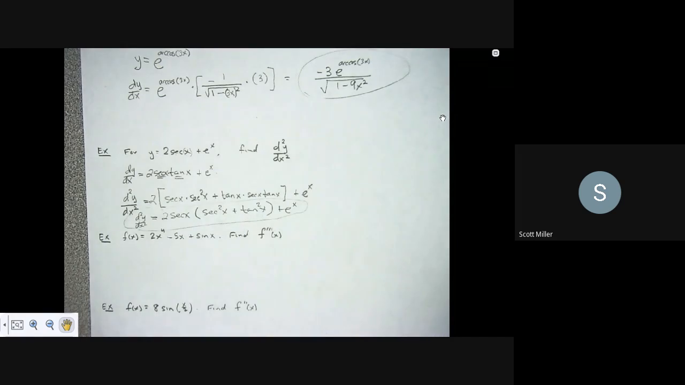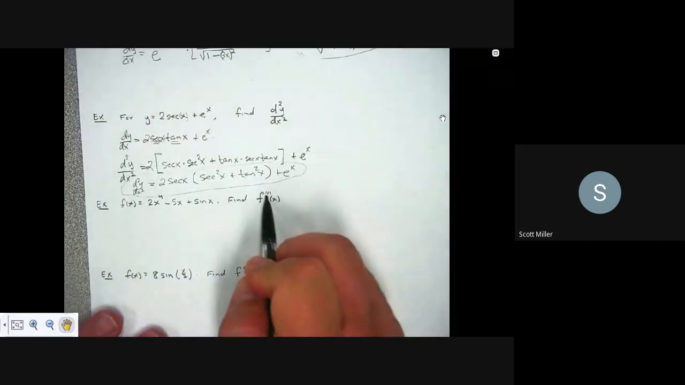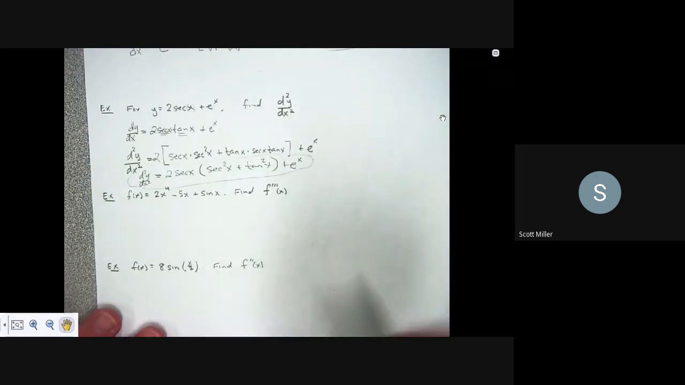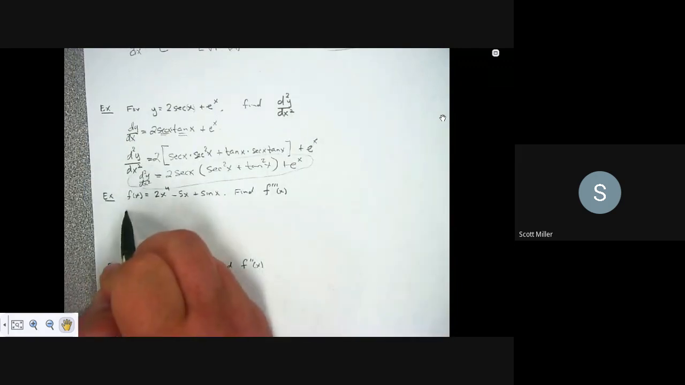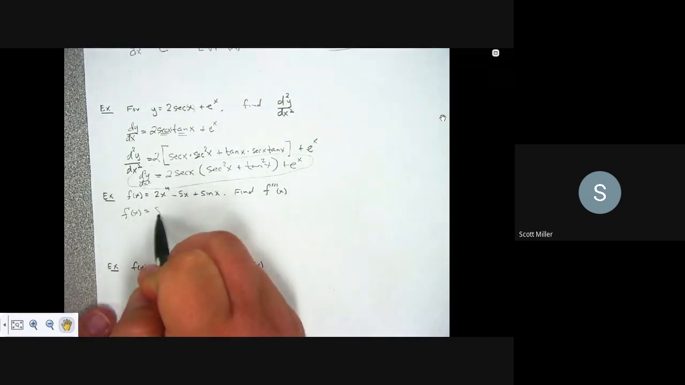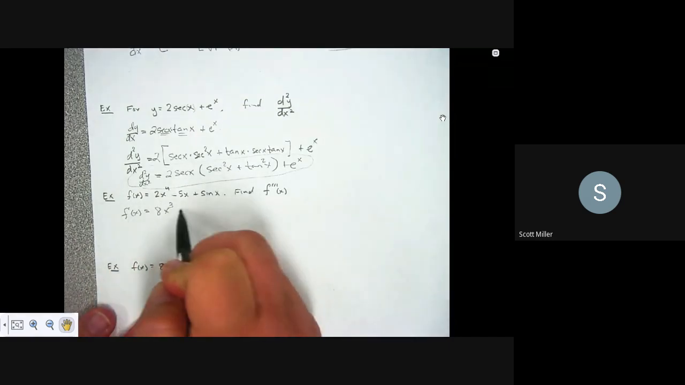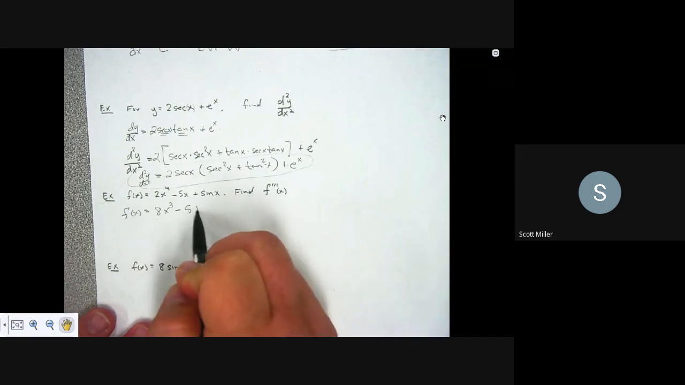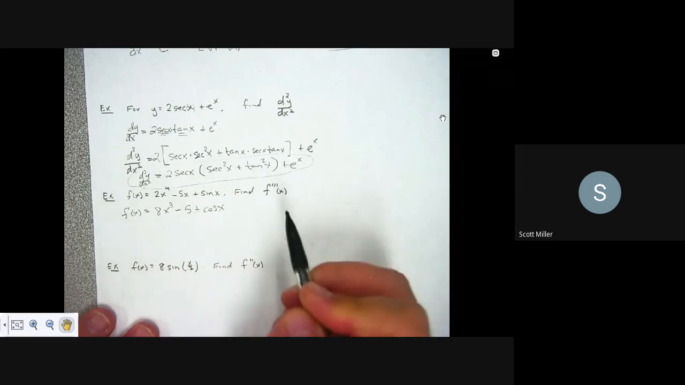Okay. Ready? Looks like we have another example. Let's go ahead and take a look at it. So what would be the third derivative of this function? All right, well, just one at a time. So what is the first derivative of this function? I have 8x to the third minus 5. The derivative of the sine is the cosine, so it'll be plus the cosine of x.